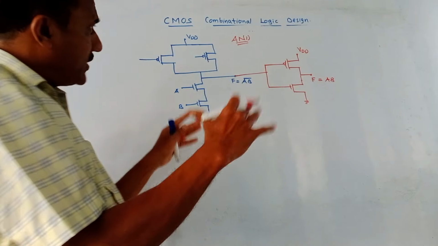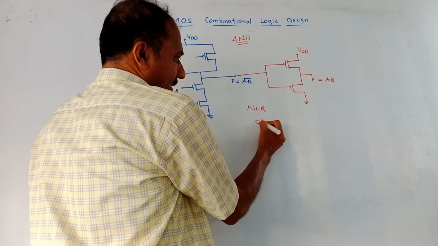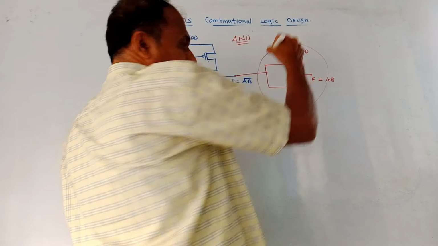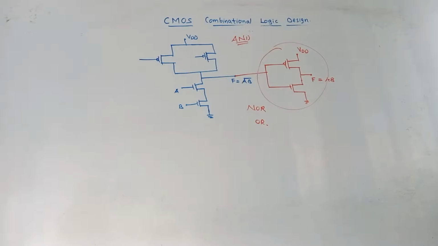Same way we have discussed the designing of NOR gate. So if you want to implement OR gate, make use of this inverter at the output. You will be getting the output as the OR gate.